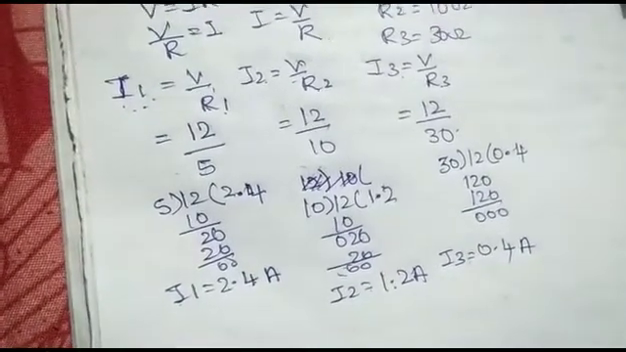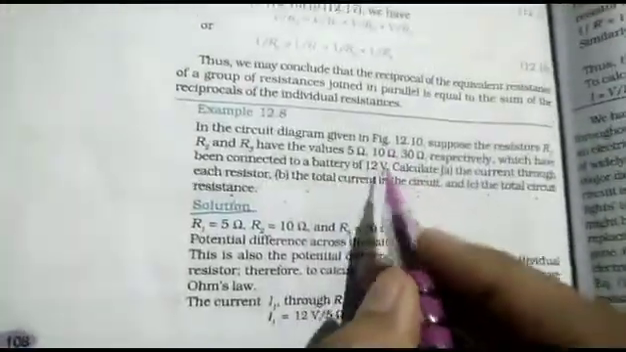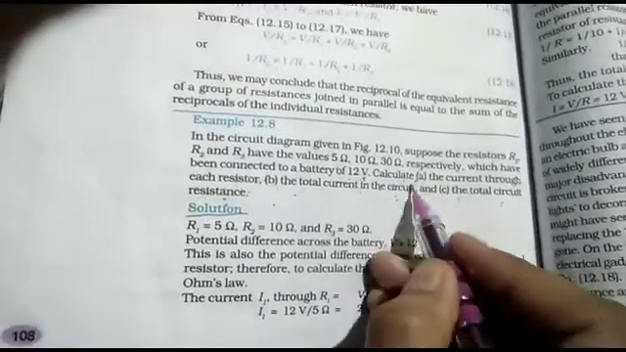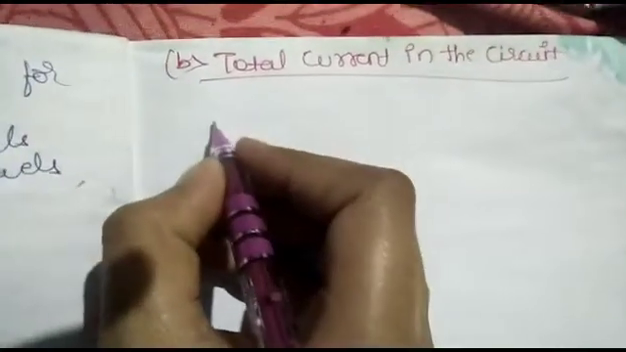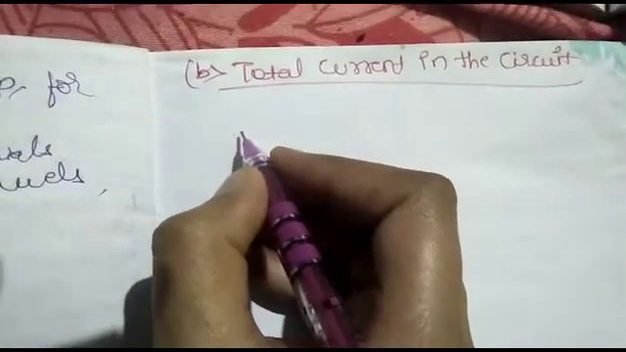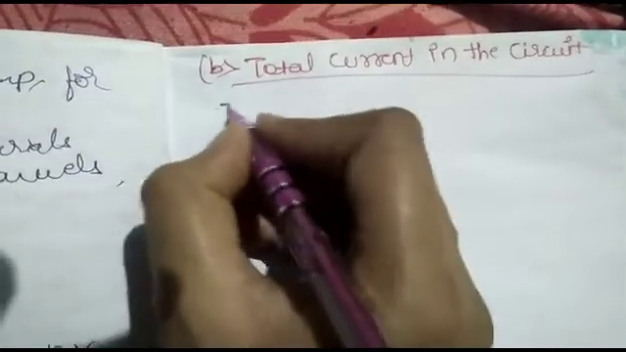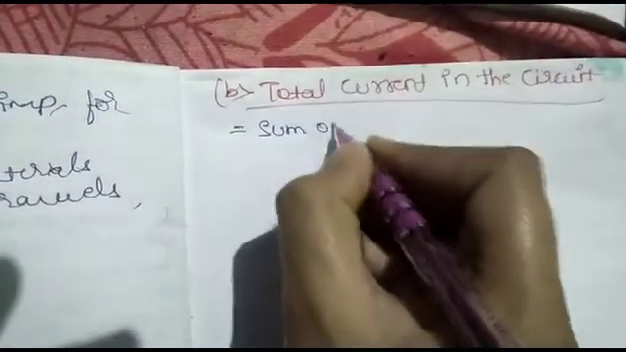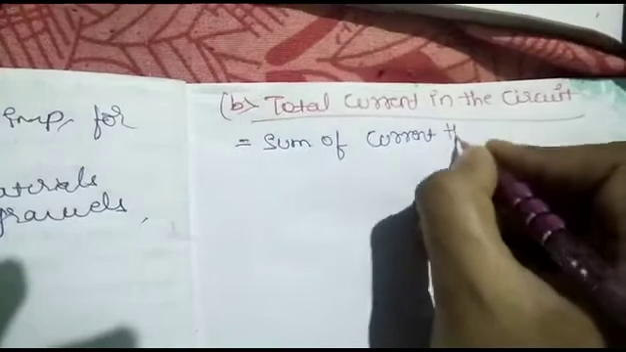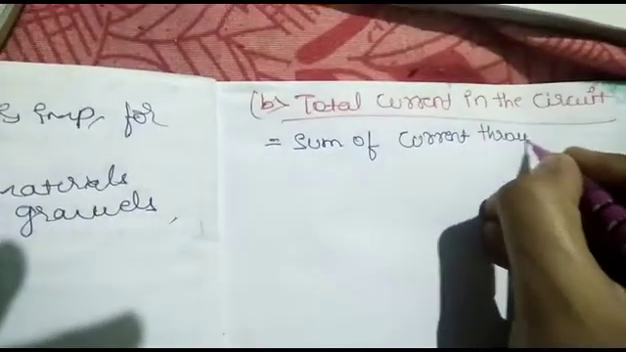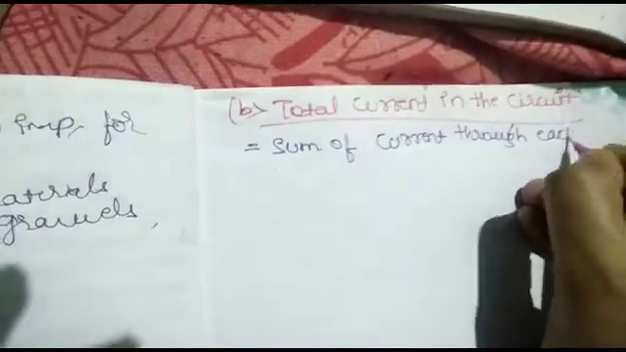Our next problem is based on example 12.8: after finding the current through each resistance, let us find the total current in a circuit. So now the B1 question, the total current in a circuit. For the total current in a circuit, we know the total current through the circuit is equal to the sum of the current through each resistor.